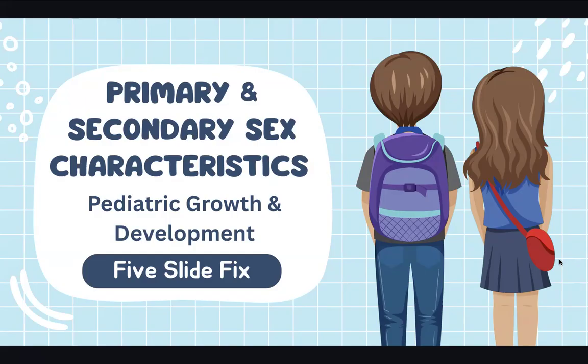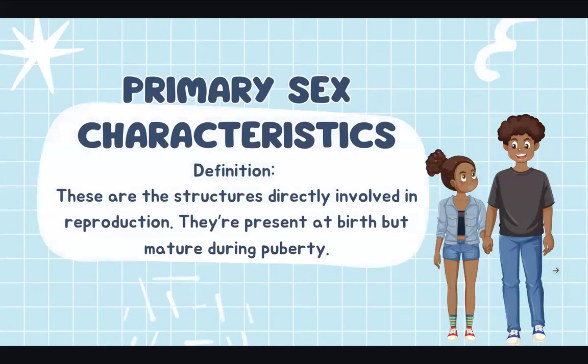But yeah, let's go ahead and get on into it. This is that primary and secondary sex characteristics video. Still has to do with growth and development, but this is that 5 slide fix that I promised. So let's get into it. Technically, it's going to sound really weird, but the biggest difference between primary and secondary sex characteristics is how the body prepares for reproduction versus how the body looks when it's preparing. I know that sounds very strange, but we're going to get into it.